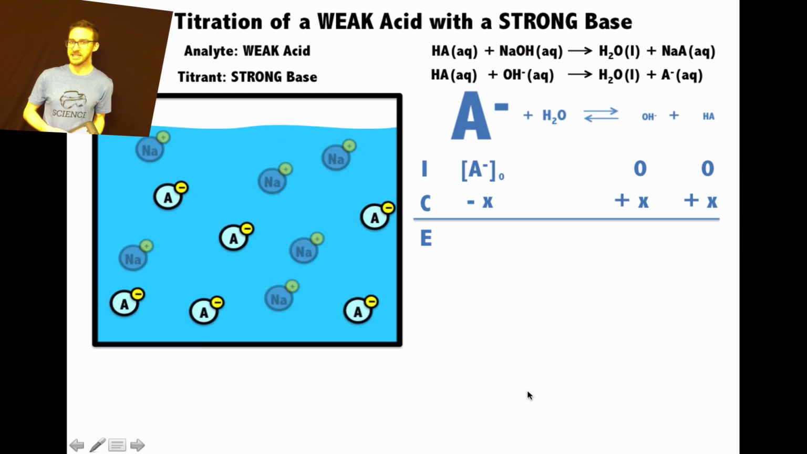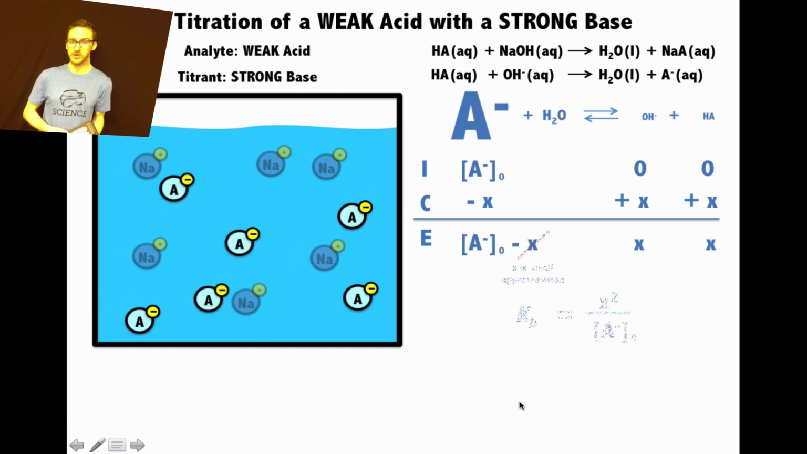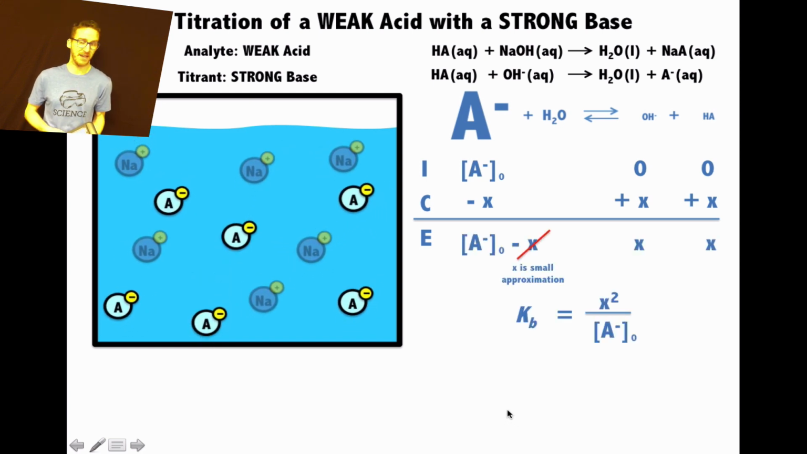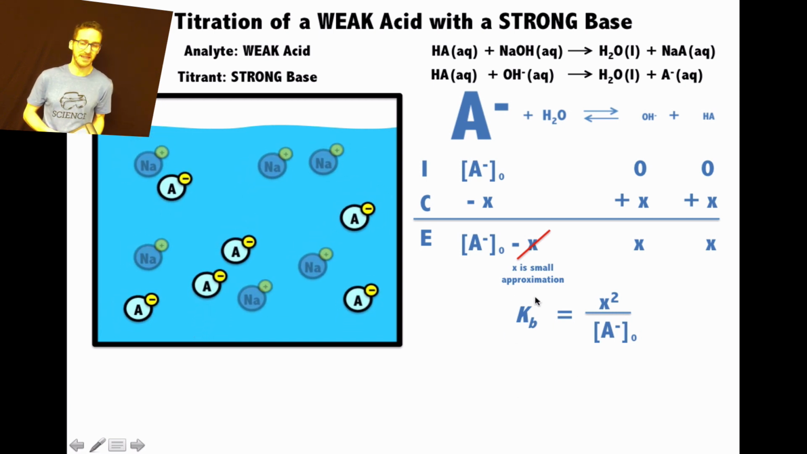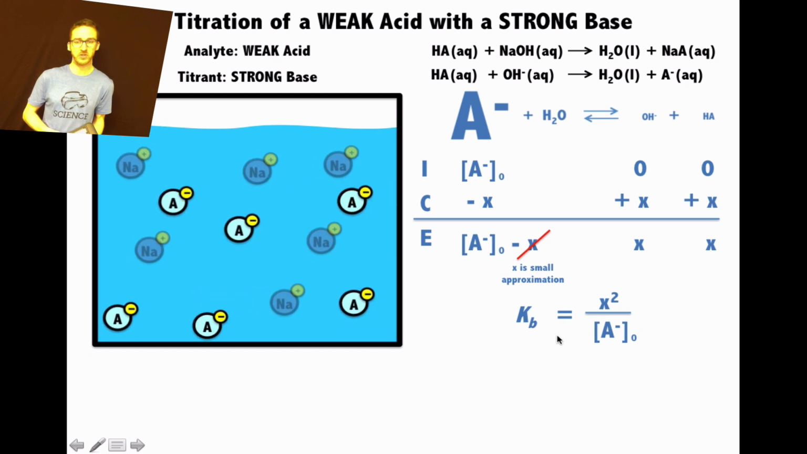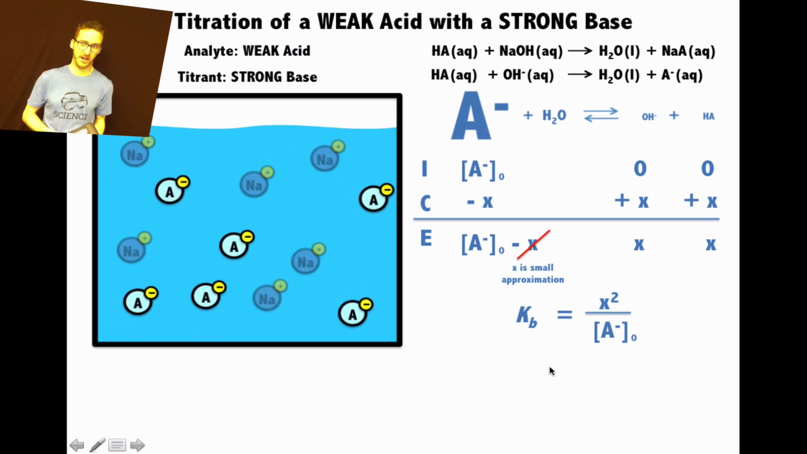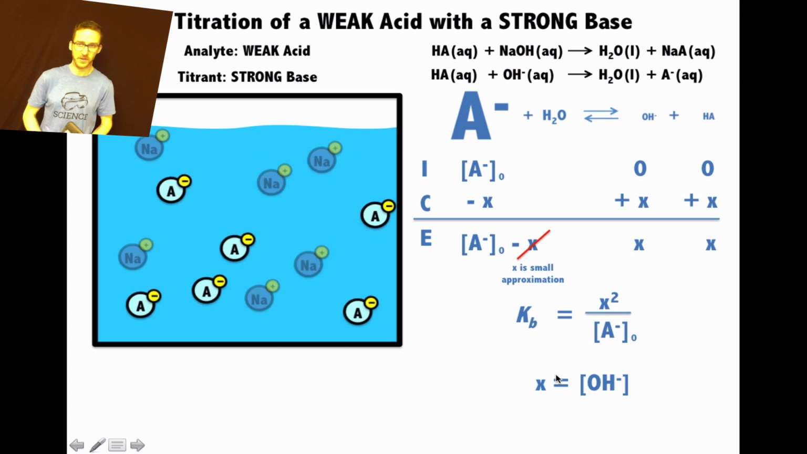Some important things to keep in mind. Again, you can typically do the x is small approximation to make the math a little easier, but also remember that this is a weak base, so you'll be using the Kb value and you're solving for hydroxide ion. That's important and a common error that students make.